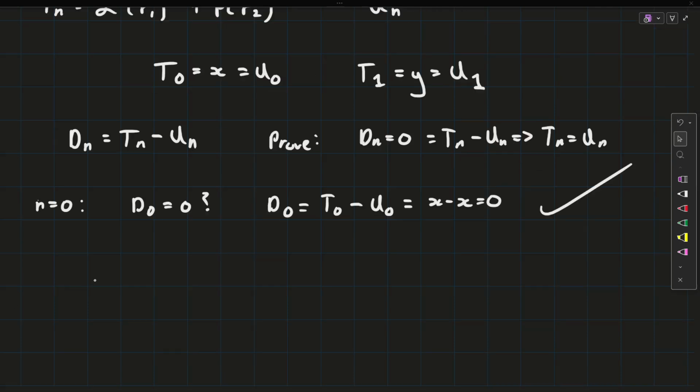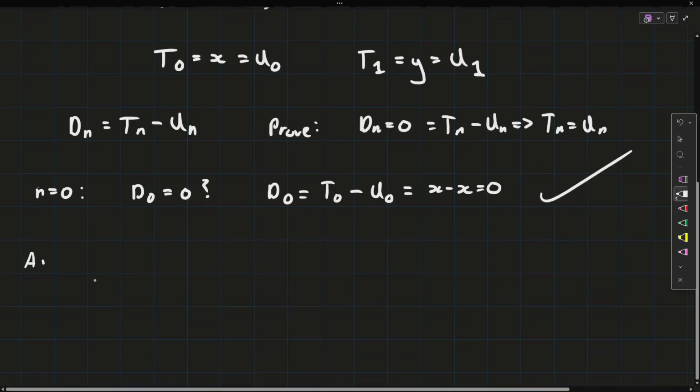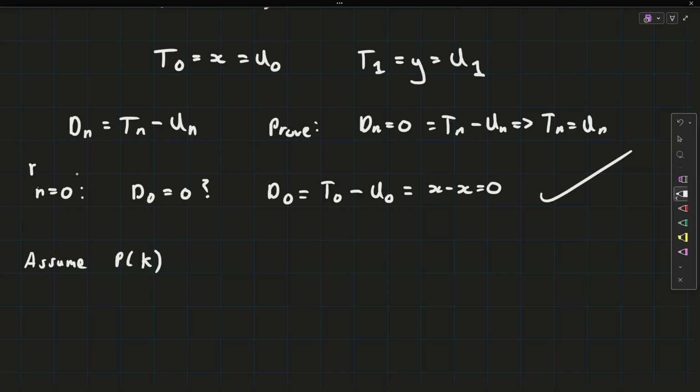And then we do the inductive step. So basically what we do is we assume that our proposition is true for some number k. So one way you could think about this is saying our proposition is true for 0. So we're going to assume that our proposition is true for k. So that basically means that d_k will be equal to 0, which is equal to t_k minus u_k.